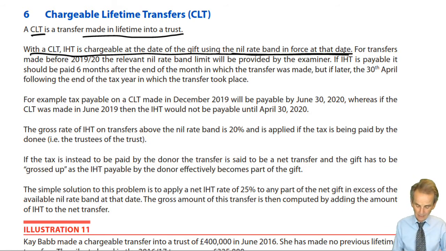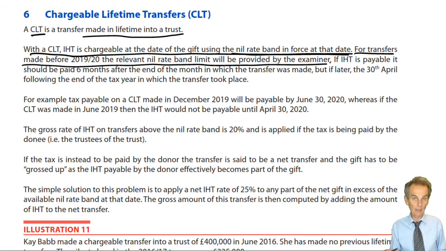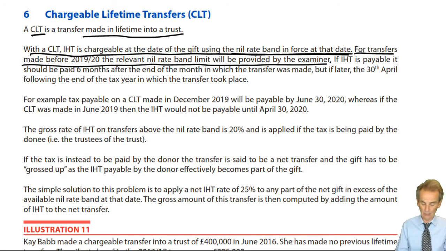And therefore, if you were to go back for transfers made before 2019-20, the relevant nil rate band will be provided by the examiner. As I said, from 09-10 onwards, it's been 325,000, but whatever earlier tax year, they'll tell you what the nil rate band is, even if it's just simple confirmation that in that tax year, it was actually still 325,000. But you have to go back, as I say, to 08-09 to find a figure lower than 325,000.